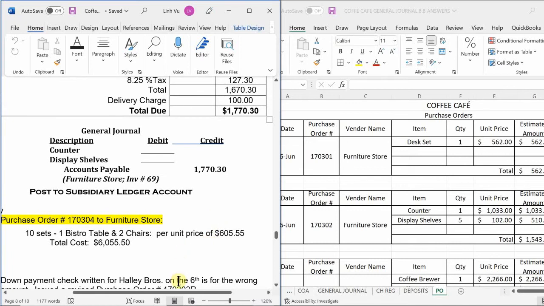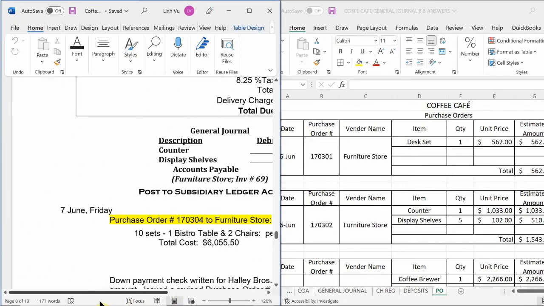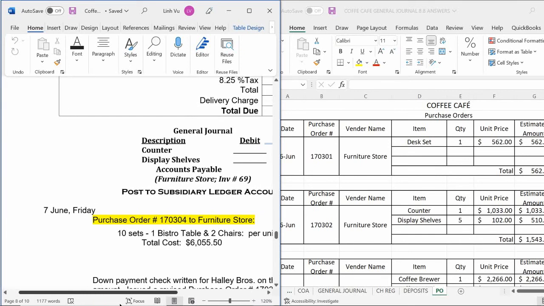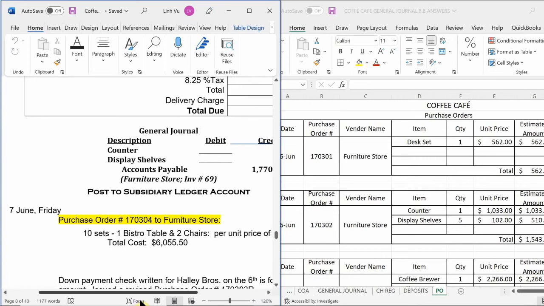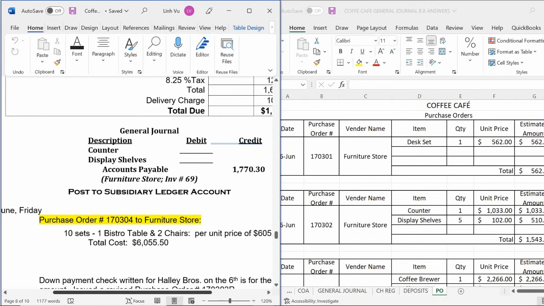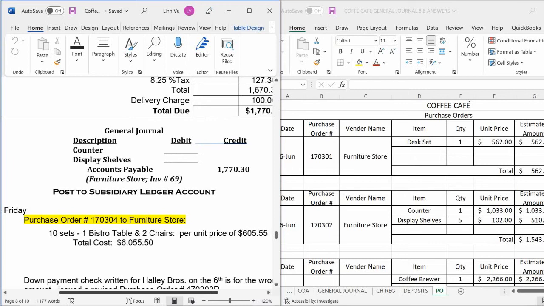Okay, so let's see what happened next. Then it says June 7, Friday, purchase order number 304 to furniture store. So we end up buying more stuff from the furniture store. We wanted to order 10 bistro tables and chairs, okay? In this case, each set comes with 1 table and 2 chairs. So we bought 10 sets of these bistro tables and chairs.